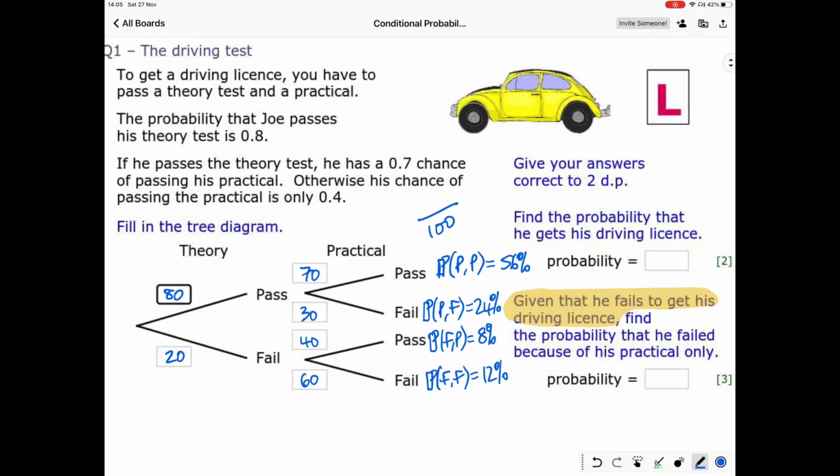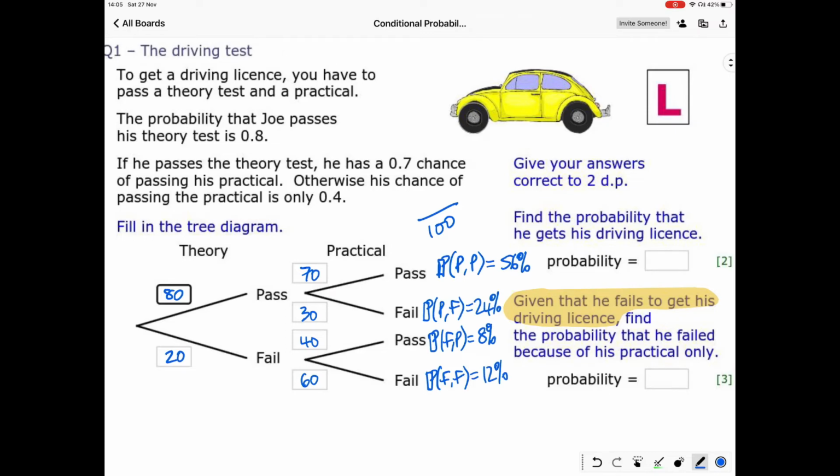Well, first of all, let's forget about the condition. What is the probability that Joe fails because of his practical only? That means Joe must pass his theory test and then fail his practical test. The probability of that is 30% of 80%, which is 24%.